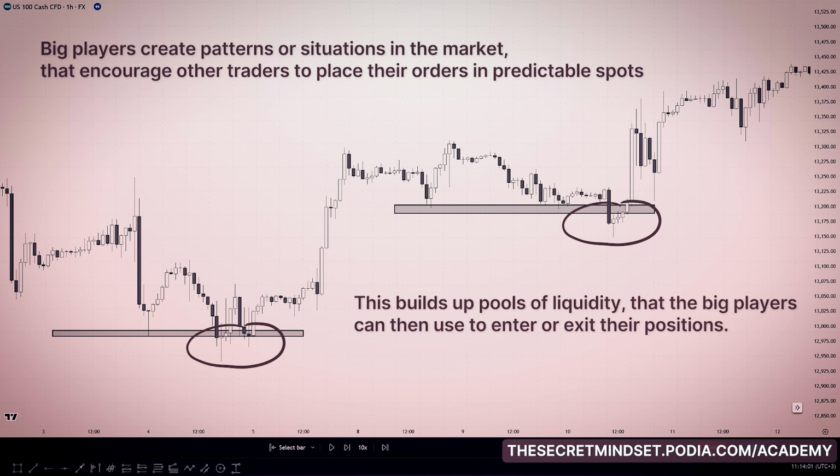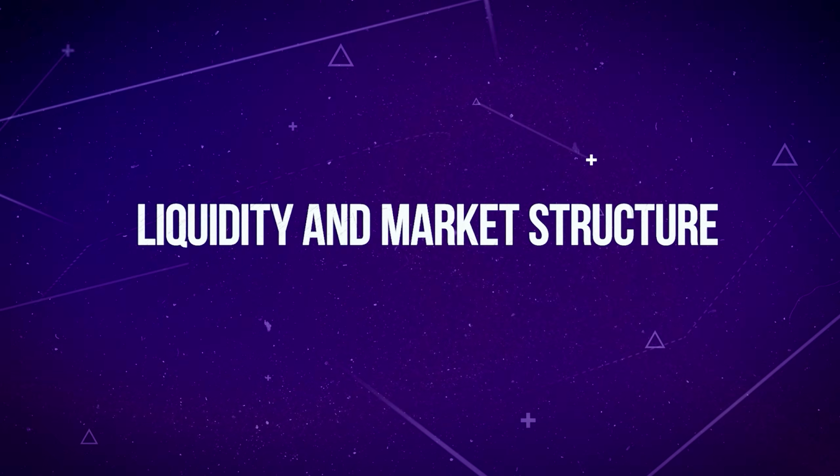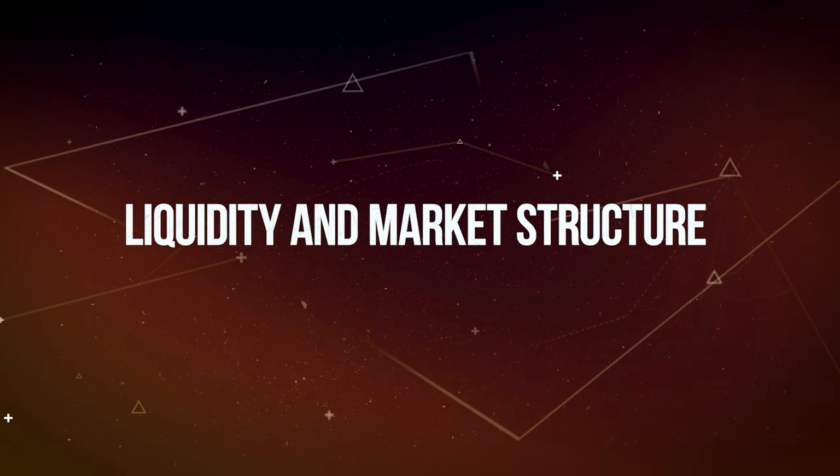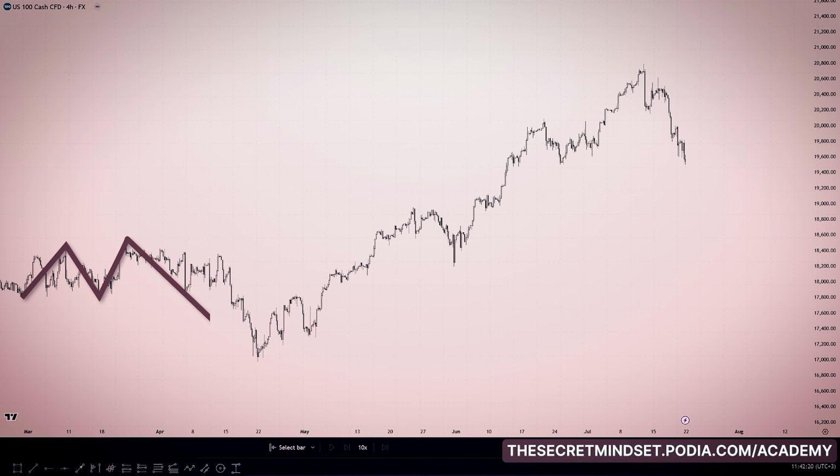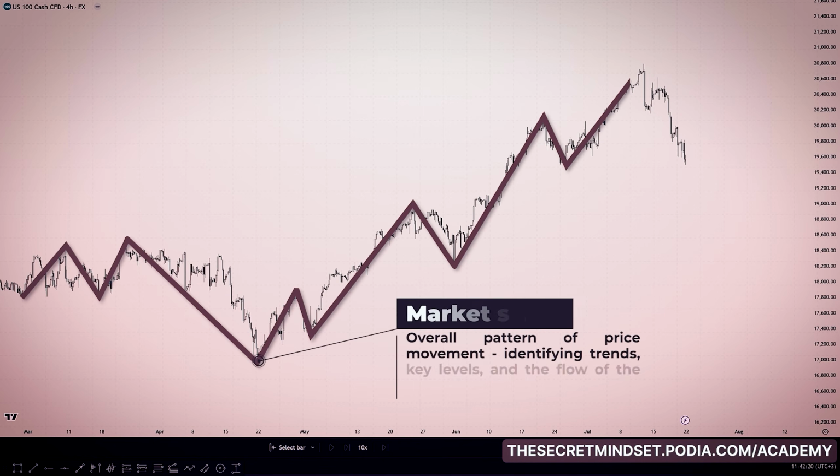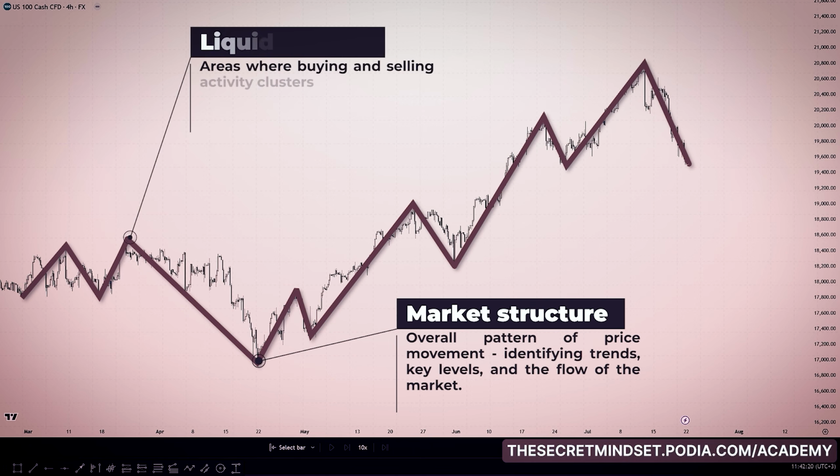Liquidity goes hand in hand with the market structure. Market structure refers to the overall pattern of price movement. It's about identifying trends, key levels, and the flow of the market. Liquidity is about where buying and selling activity clusters. These two concepts work together to shape market behavior.